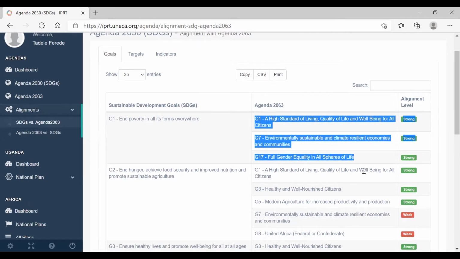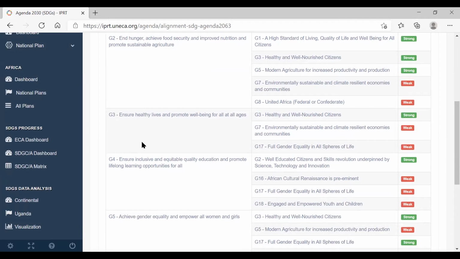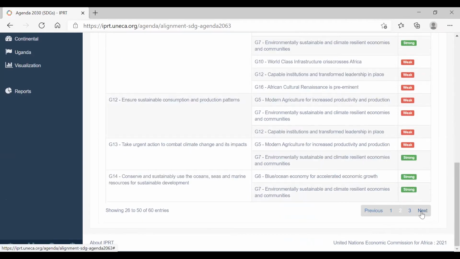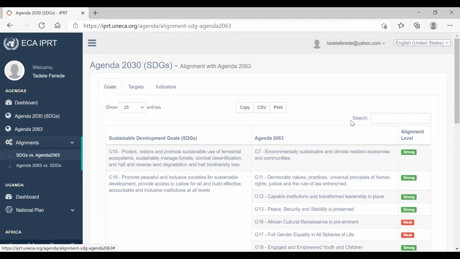It goes like this. Goal number 2 is aligned with goal number 1, goal number 3, goal number 5, strongly aligned, but weakly aligned with goal number 7 and goal number 8. And you can go goal by goal up to goal 17, right? You can click next, then goal number 17. Goal number 17 is weakly aligned with goal number 10 of Agenda 2063 and strongly aligned with goal 19 and goal 20 of Agenda 2063. So this is goal level alignment.